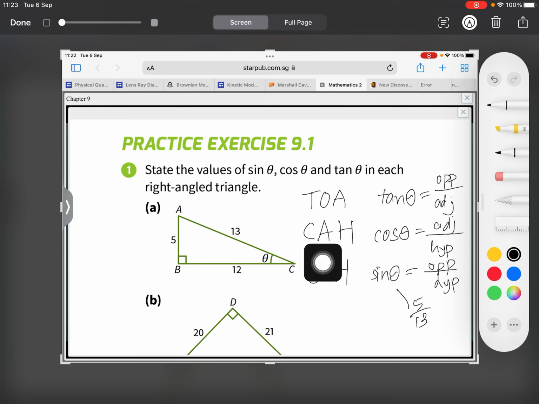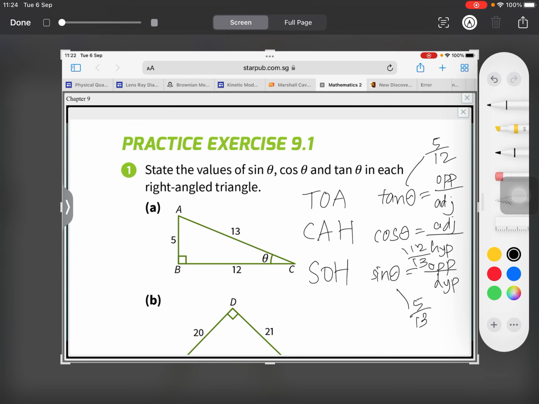Cosine theta is adjacent over hypotenuse. Adjacent is 12, hypotenuse is 13, so this will be 12 over 13. And the last one is opposite over adjacent. Opposite is 5, adjacent is 12, so tangent theta is 5 over 12.